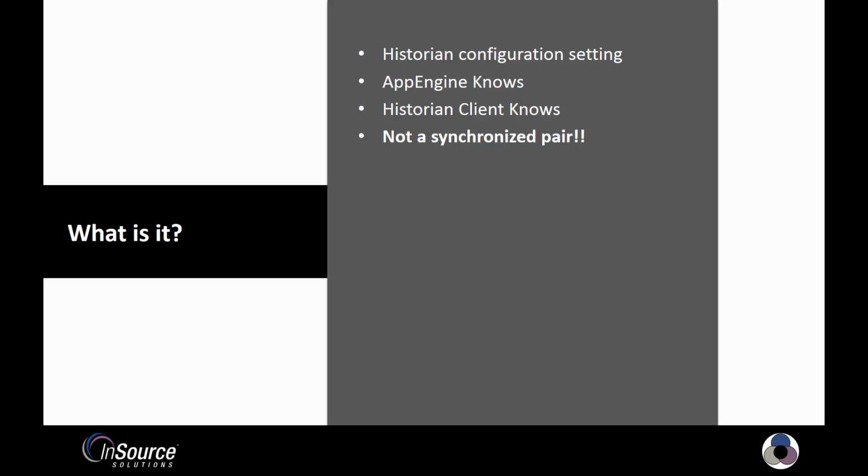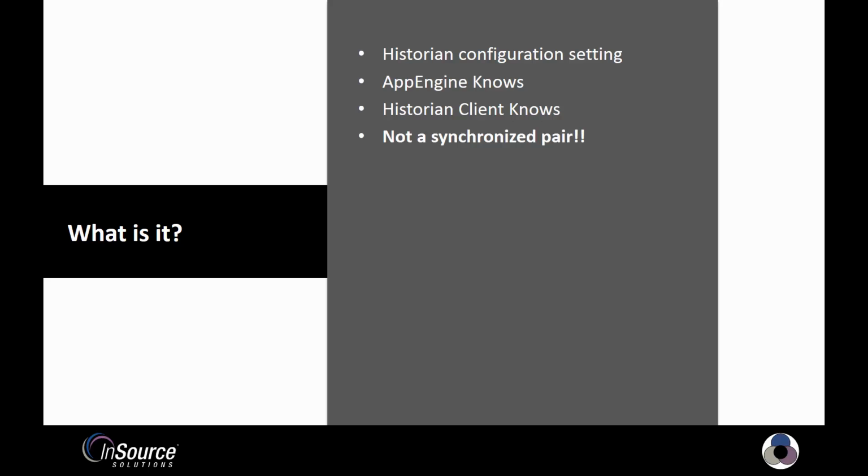So the neat thing about the app engine seeing it is if the historian goes away, whether it's the primary or the backup, the engine will go into store and forward mode for either one of the historians and then send the data automatically when it comes back up. And likewise, when the historian client connects to it, it will also connect to whichever historian is available.